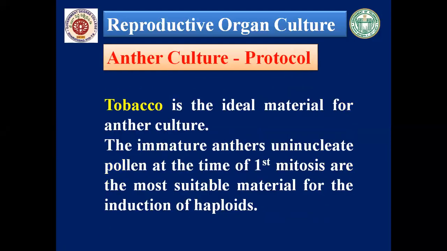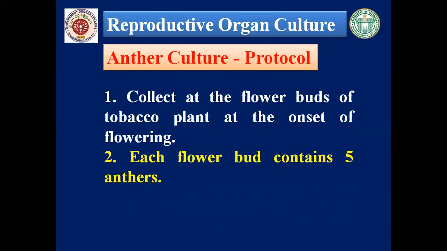Now we'll go with the protocol of this anther culture technique. Tobacco is the ideal material for anther culture. The immature anthers, which have uninucleate pollen at the time of first mitosis, are taken. That is the most suitable material for the induction of haploids, as we have seen in the principle of anther culture technique. So we have to go with uninucleate pollen grains, and that too at the time of first mitosis. This is very important.